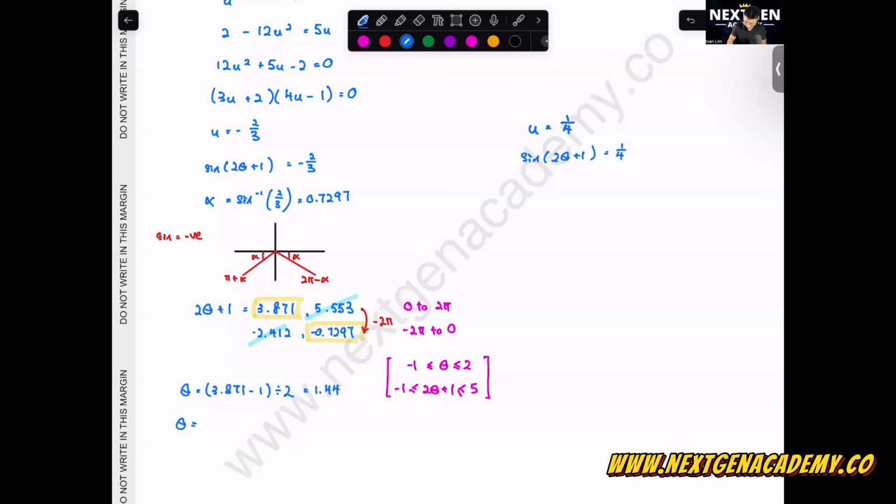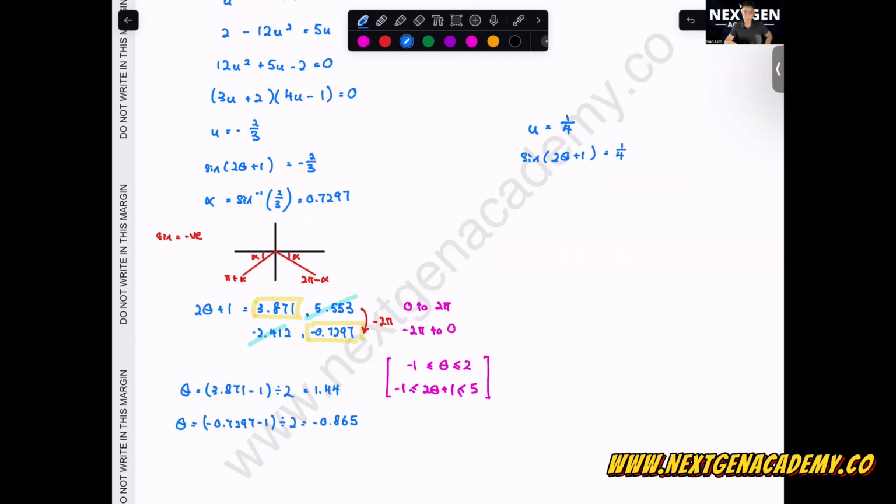1.44. Then here, negative 0.7297 minus 1 divided by 2, we get negative 0.865. If you write more DP is okay, more significant figure is okay, but don't write less. And you need to round up to these values. They never give a range of values here somehow. So that's why you have to keep using your calculator values.